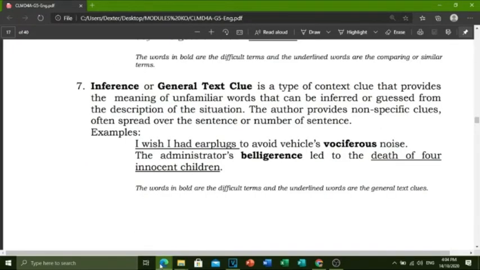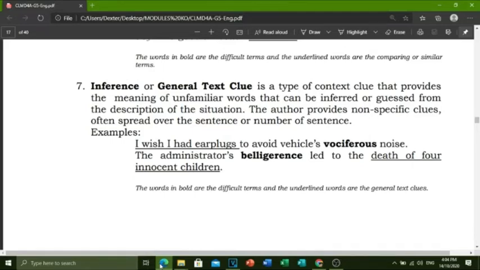And last but not the least, the inference or general text clue. It's a type of context clue that provides the meaning of unfamiliar words that can be inferred or guessed from the description of the situation. The author provides non-specific clues, often spread over the sentence or number of sentences.